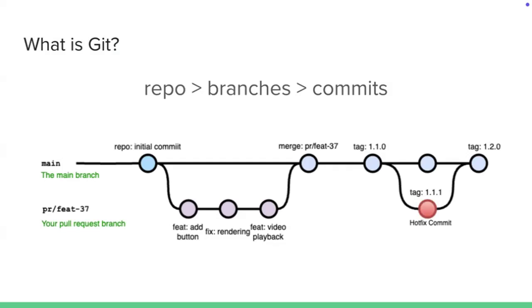So what I want you to realize is that Git is organized into repositories. Repositories are organized into branches, and then each branch contains a number of commits, or commits, depending on how you pronounce it. I kind of interchange them. I do that a lot. So each commit can be merged into another branch.